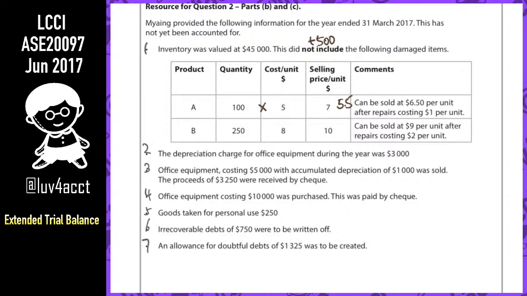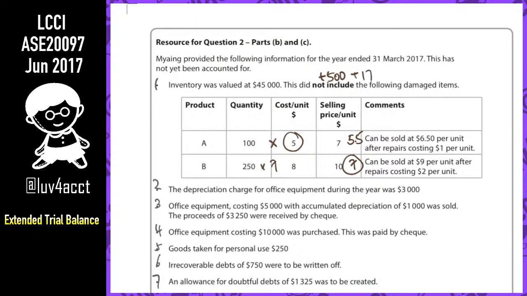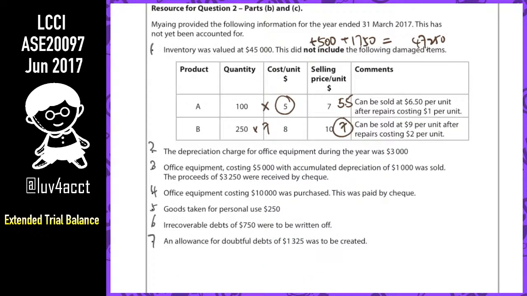And then the next one, product B. The cost is $8. It can be sold at 9 after repairs costing 2. That means NRV is equal to 7. We use 250 multiplied by 7, that is 1750. And the total would be 47250. Okay, so there are no other items related to inventory. So 47250.